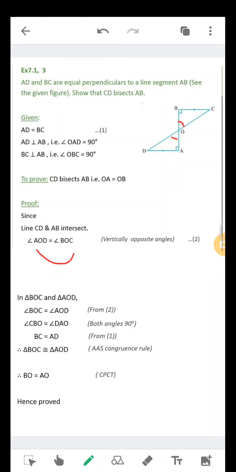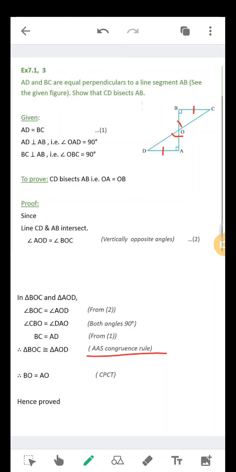So we have done a theorem on vertically opposite angles in lines and angles. That also we can use here. It's not like we should use it only in lines and angles. It can be used anywhere in geometry. So which theorem, which property can I use here? Two angles and one side. Two angles and one side of one triangle are equal to two angles and one side of another triangle. So I can use AAS, because the side is not included here.